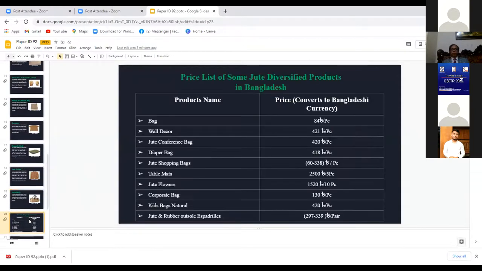And I'm going to show you the price list of some jute diversified products in Bangladesh. Bag, per piece 84 taka, and diaper bags per piece 480 taka, table mats per 5 pieces 2500 taka, and corporate bags per piece 130 taka.